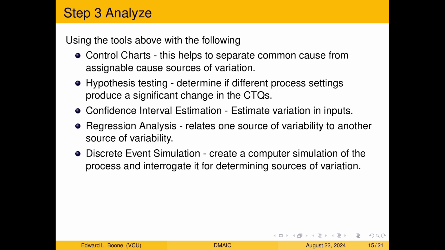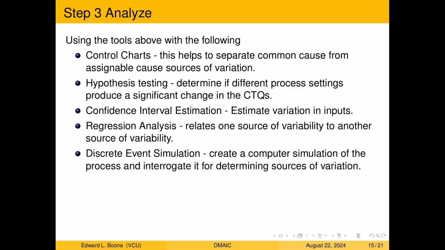Determine if the process under different settings produces a significant change in the CTQs. This is kind of like design of experiments. You want to see if I change stuff, does it really make a big change on the CTQs? You can use confidence interval estimation, because you're basically trying to determine how much variation there is in the inputs that we're dumping into this. So it's just an estimation thing. Regression analysis relates one source of variability to another source of variability.